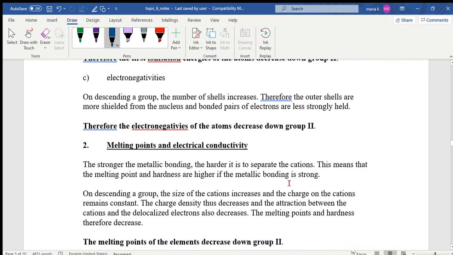Okay, let's take a look at electronegativities. Now this is the ability of an atom to attract a shared pair of electrons to itself. Now obviously there are more energy levels, more shielding, and so these shared pair of electrons will be less strongly held to the nucleus due to this increasing repulsion as you go down the group, and so it will be less able to attract that shared pair of electrons, and so the electronegativity will decrease.